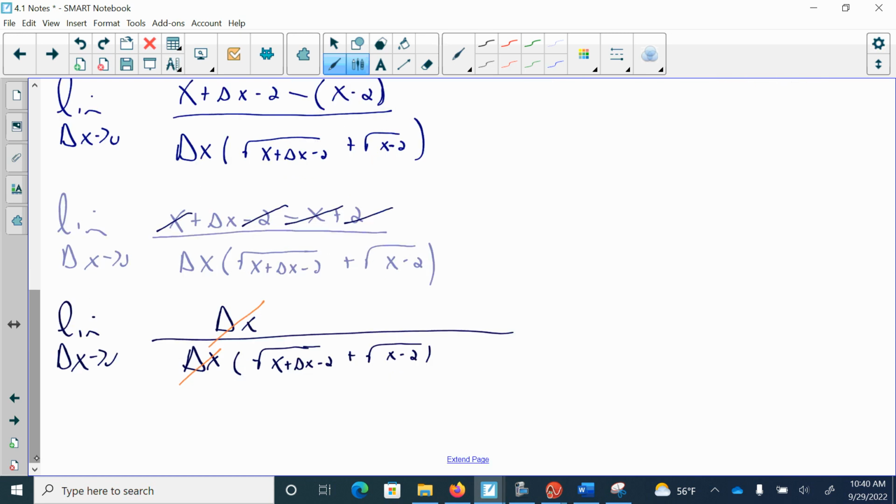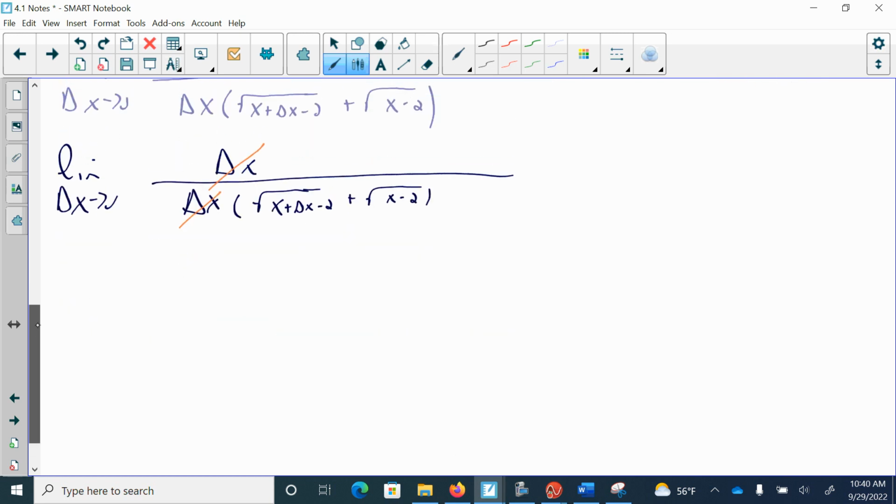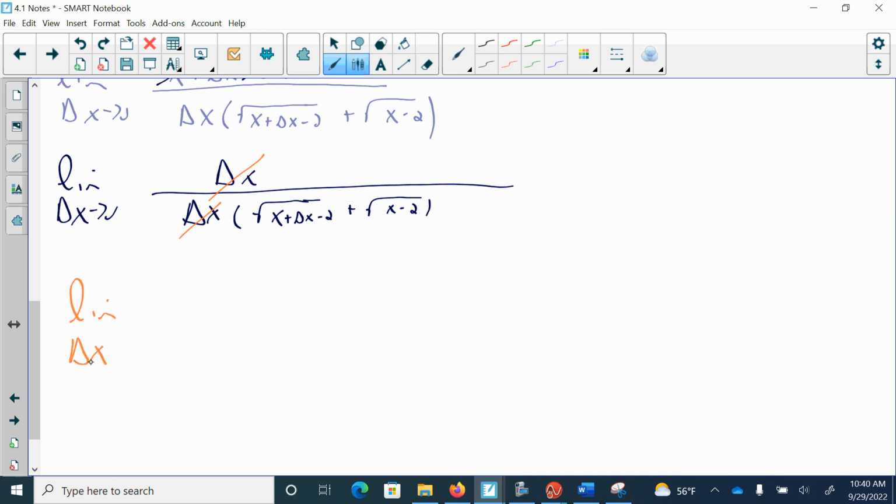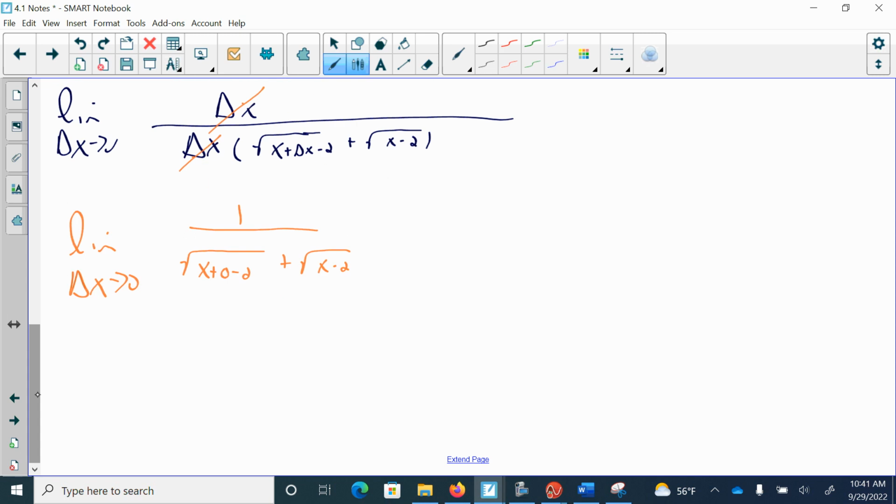So what am I left with on the numerator? One. I have written this every single time consistently, yes? Now that I've taken care of this delta x in the denominator, it's okay for me to substitute zero for delta x, so zero minus two, and then plus the square root of x minus two. They're the same, so I have two of them, so how do I write that? Well, 1 over the square root of x minus 2, because I'm not multiplying them, I'm adding them. So I'm going to have a 2 here. And that's going to be my derivative. I think I'll choose to write it this way.